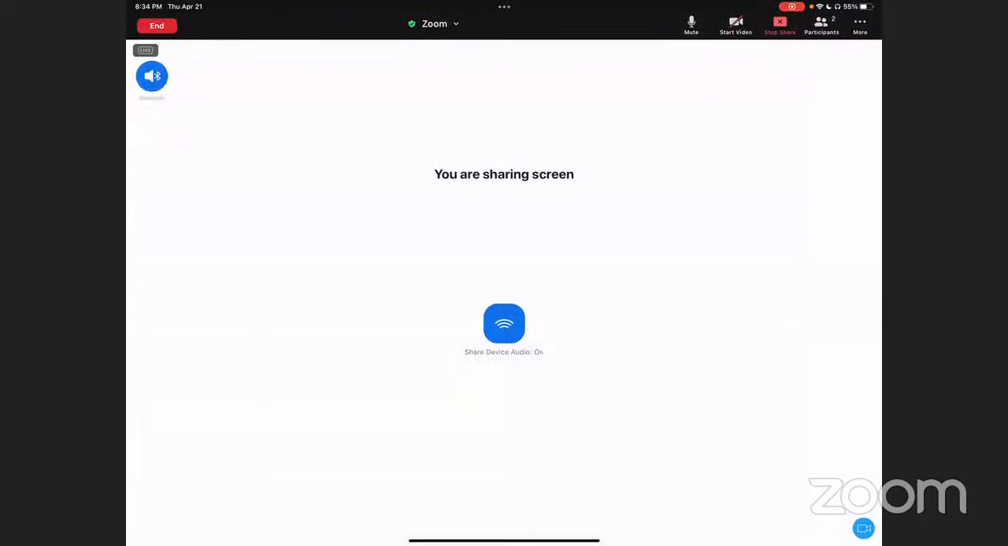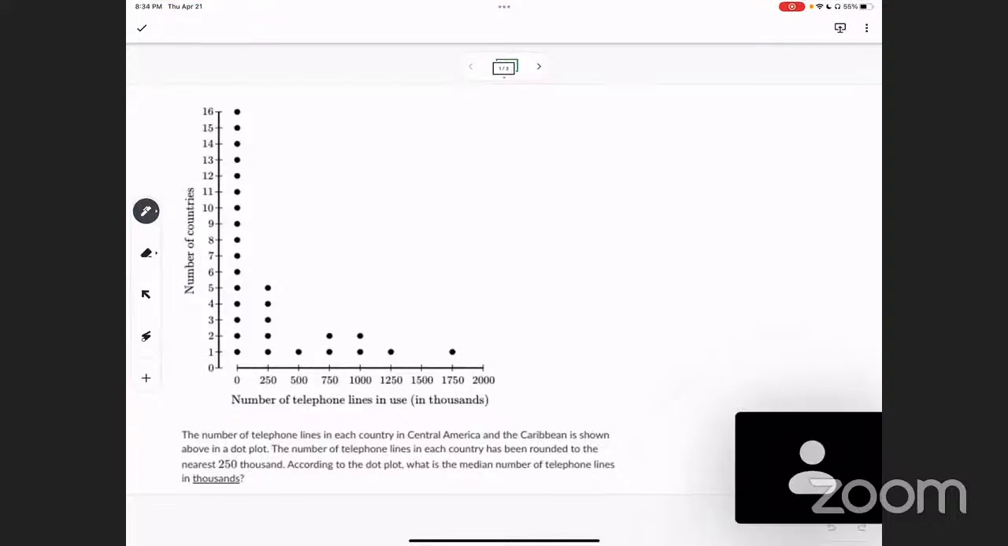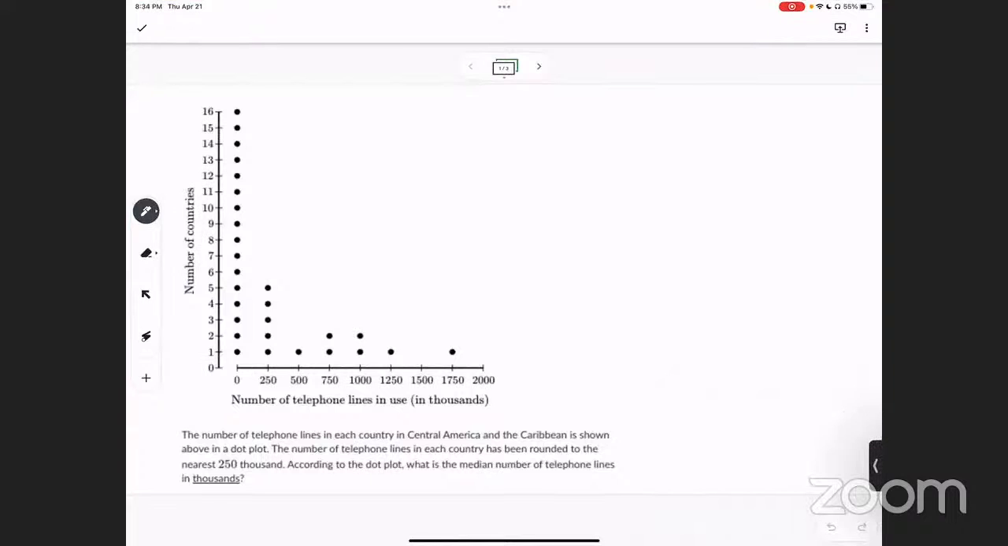Okay, so SAT test prep. Here we go. The number of telephone lines in each country in Central America and the Caribbean is shown on the dot plot. The number of telephone lines in each country has been rounded to the nearest 20. Okay, so it's rounded. This isn't exact. According to the dot plot, what's the median?